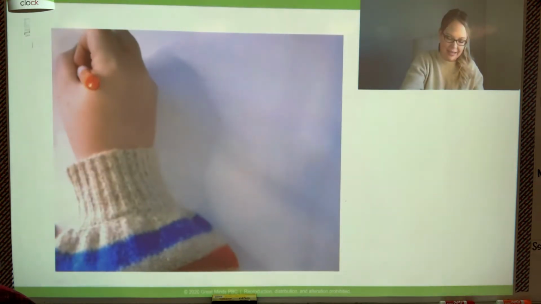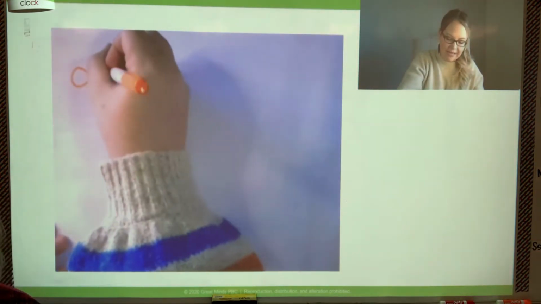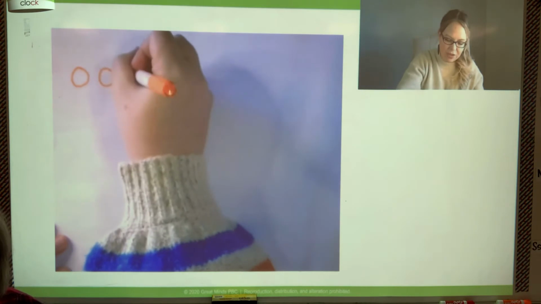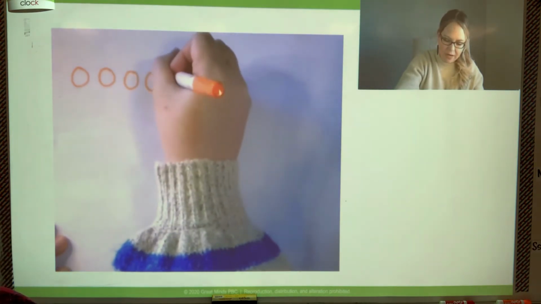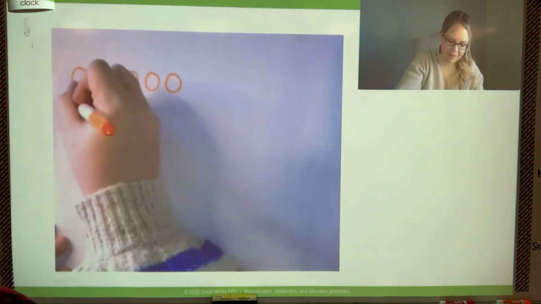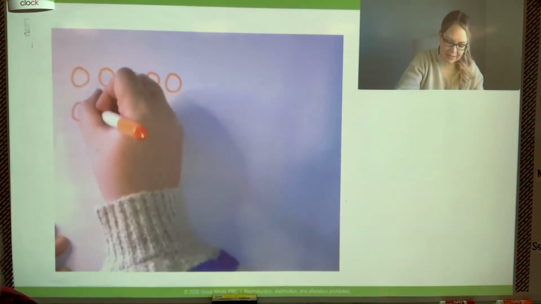Now let's make a math problem about my silly story. So I am going to draw 7 balls on my paper. Count them with me. You don't have to do this, you're just counting. 1, 2, 3, 4, 5, 6, 7.